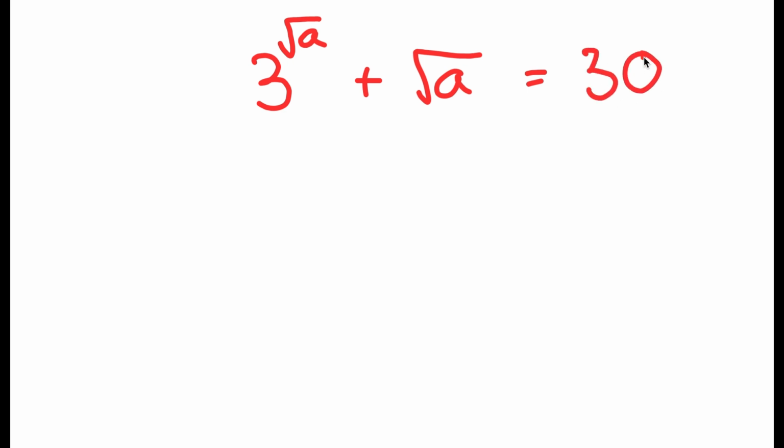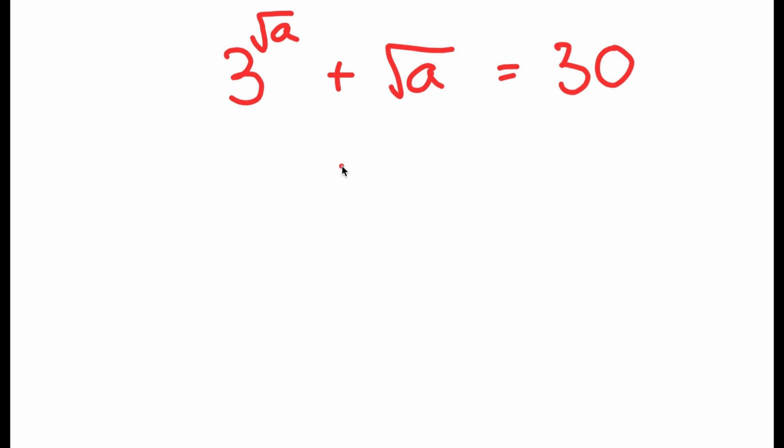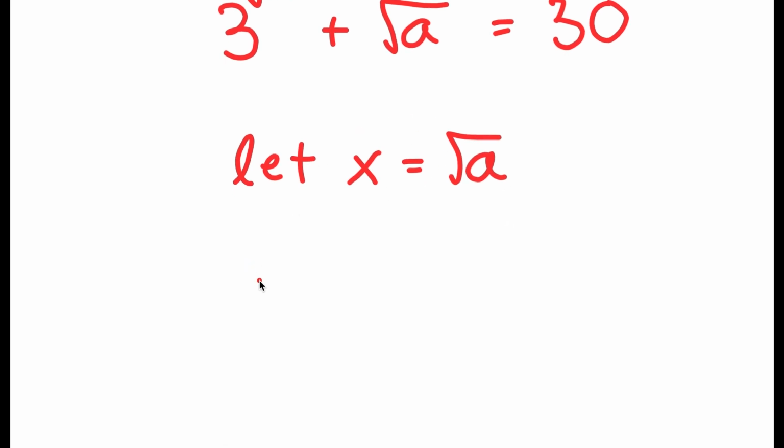In today's video, I'm going to be solving the equation 3 to the power of the square root of a plus the square root of a is equal to 30. So, to find the value of a here, I'm going to let the variable x equal the square root of a. This is just so that we can simplify this a little bit. So now, if I put in x in place of the square root of a, I have 3 to the power of x plus x is equal to 30.